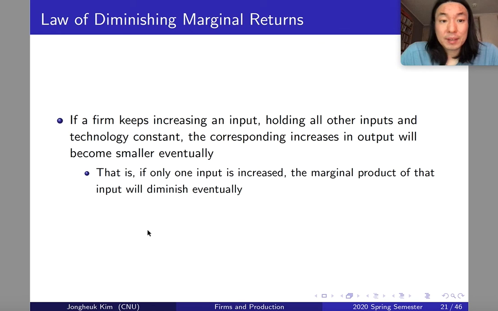If a firm keeps increasing input, holding all other inputs and the technology constant, so the technology does not change and the capital does not change, the only variable input is the labor, the human capital, the corresponding increases in output will become smaller, which means that your marginal returns will be smaller. You can still have some positive product, but your marginal product will be decreasing over time. It is a law.